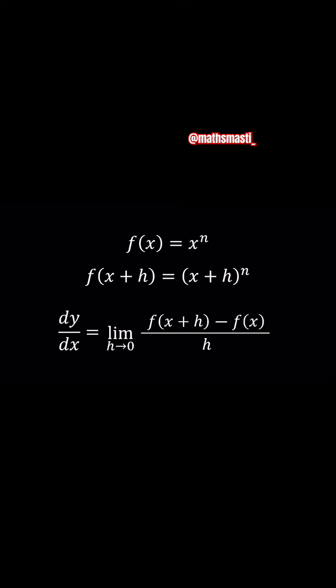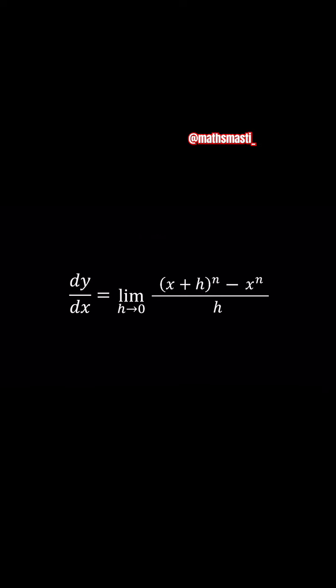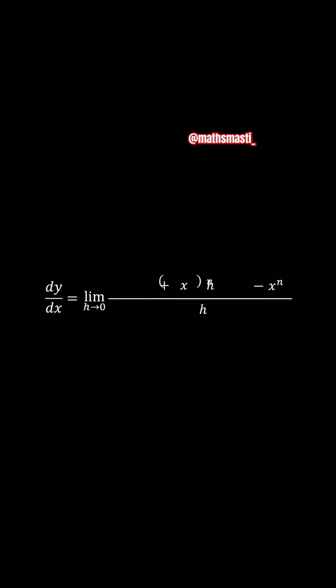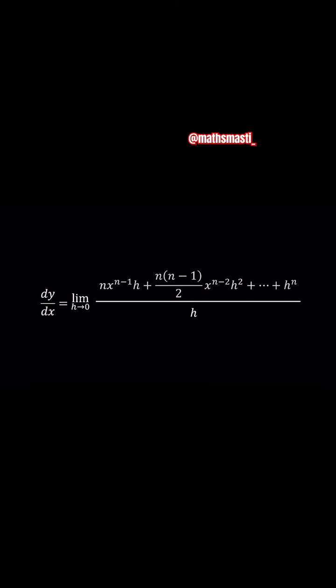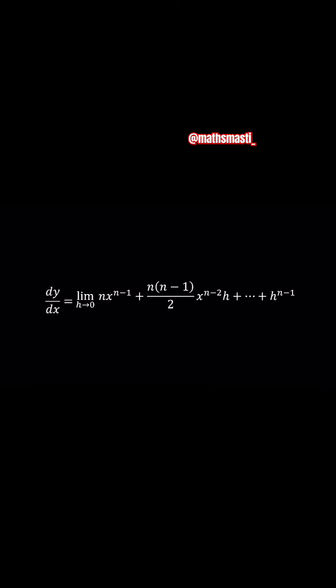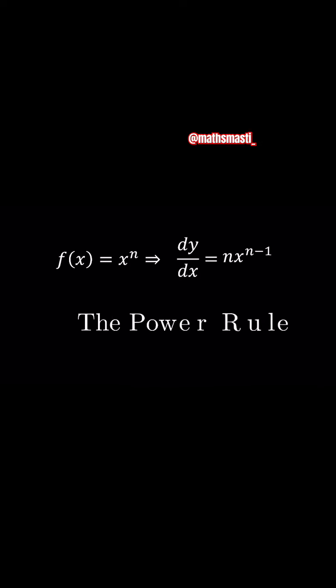Now, is there a quicker way to do this? Let's take a generic term, x to the power of n. Using the same approach, we substitute f of x plus h into the formula and expand x plus h to the power of n, using the binomial expansion. When we simplify, the x to the n terms cancel, and the terms involving h vanish as h tends to 0, leaving n times x to the power of n minus 1. This is called the power rule. To differentiate, multiply by the current power, then subtract 1 from the power.